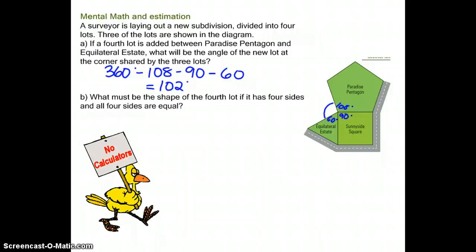Then part B, all 4 sides are equal. So if we make these 2 sides here equal, and we need to make another 2 sides here that are equal, what shape has been formed? A rhombus. Good, because a rhombus has all 4 sides that are equal, but it's not a square because this angle was not 90 degrees. So this angle is 102, which could not make it a square, so you have a rhombus.